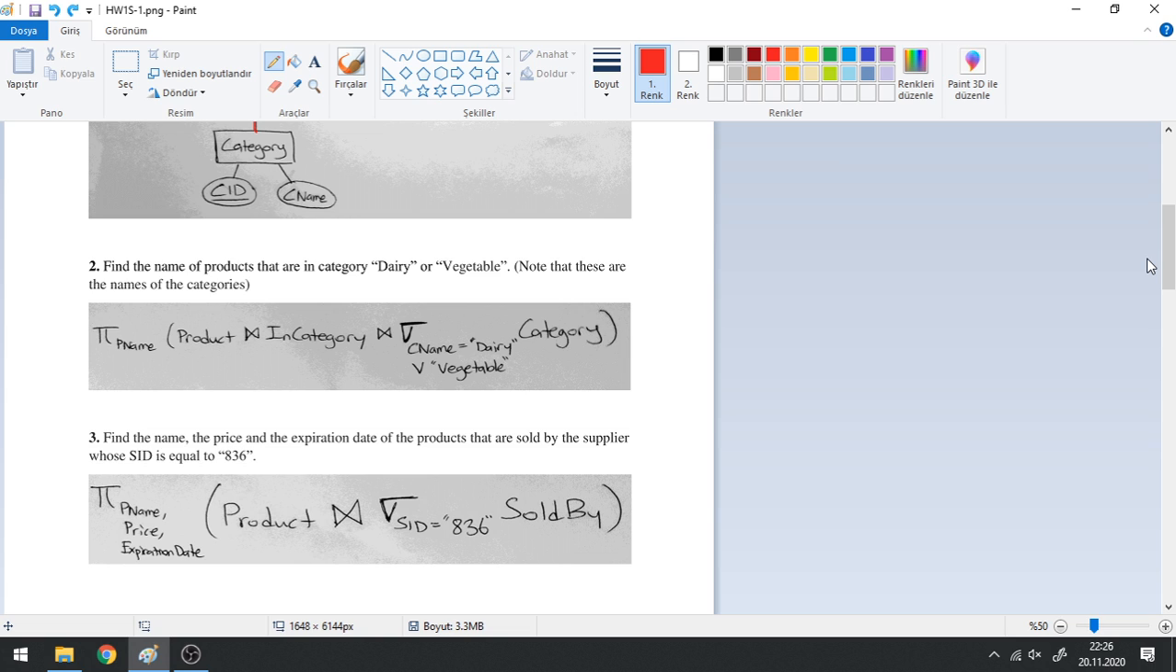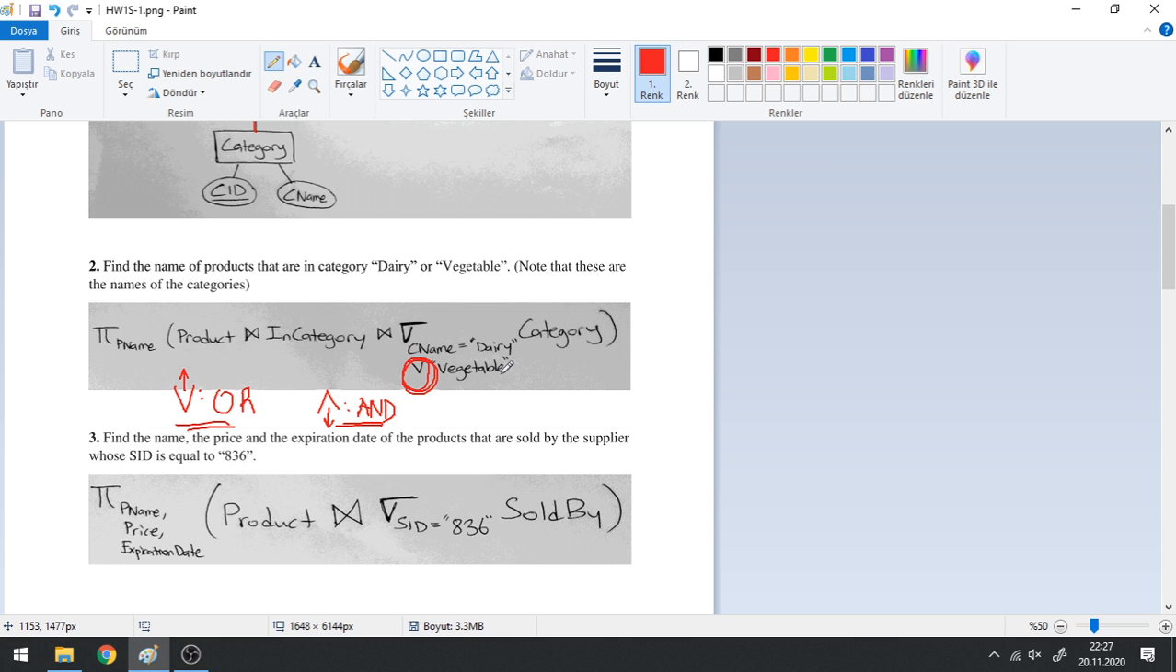In question number 2, the common mistake is, it's actually not that common, but sometimes people confuse these signs. If I have the open side towards up, this means or. If I have the open side downwards, this means and. And according to which one you use, this is going to differ a lot. So if you say CNAME is equal to diary or vegetable, it is going to return if it is diary or if it is vegetable.